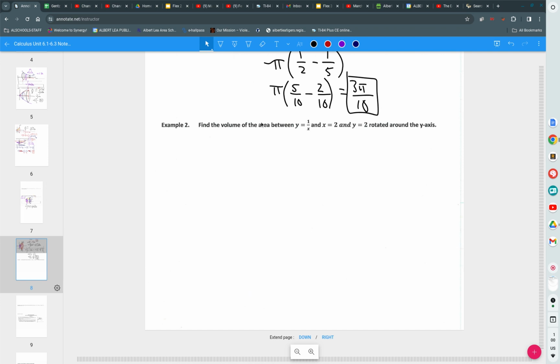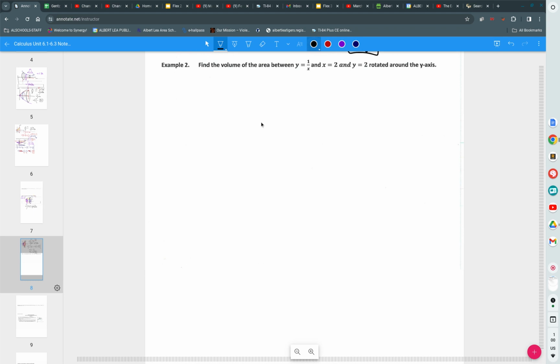Find the volume of the area between y equals 1 over x and x equals 2 and y equals 2 rotated around the y-axis. What's different about this problem? Yeah, you're rotating around the y-axis. What does the graph of 1 over x look like? Remember, the reciprocal function looks like this. Okay? And we are concerned about this region right there.